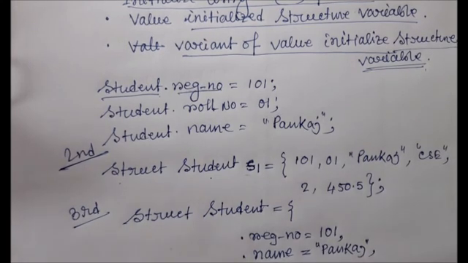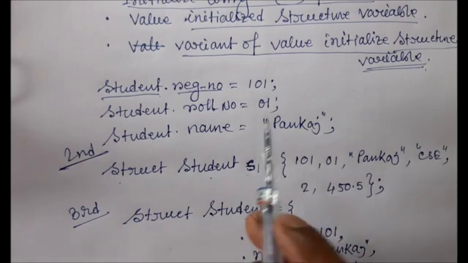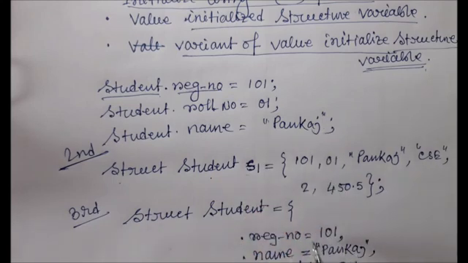comma, for example dot semester equal to second. So, in this way we can initialize all of the structure members, using dot followed by the name of the structure field. So, here the order does not matter.